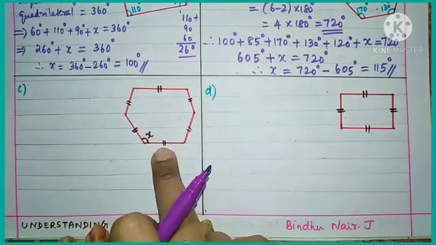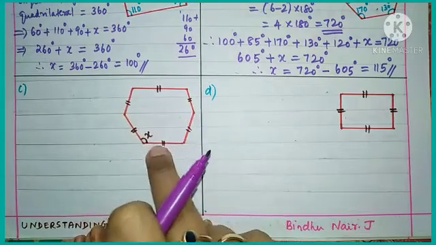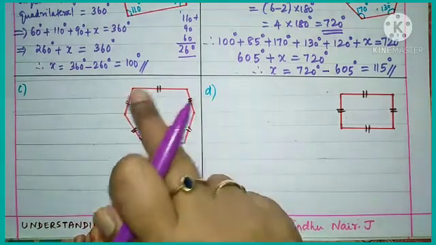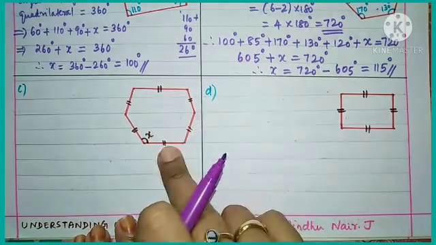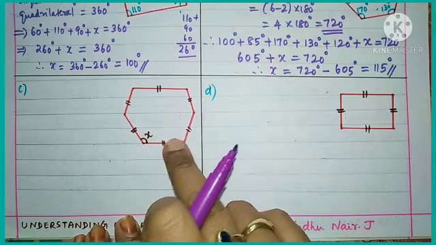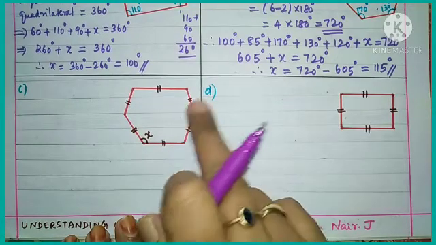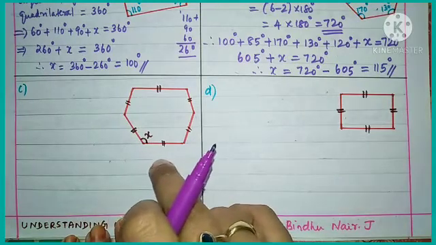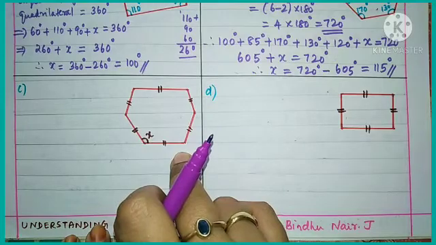And you see what is the symbol given in all the sides? This symbol denotes that they are all equal. Okay, so all the sides of the hexagon are equal to each other. So this is a regular hexagon. You know what is regular? When all the sides are equal and all the angles are equal, it is called a regular polygon.